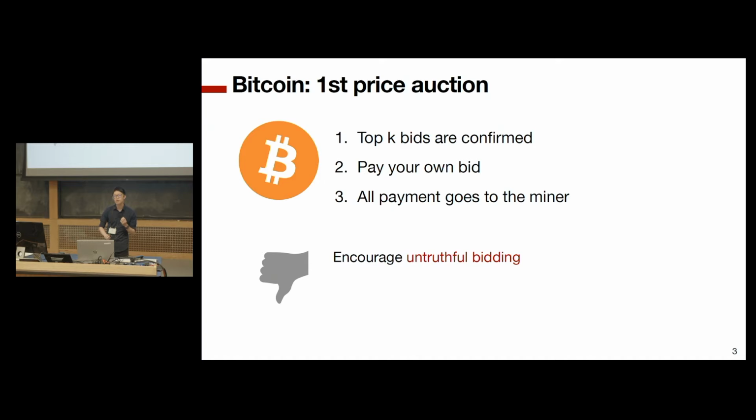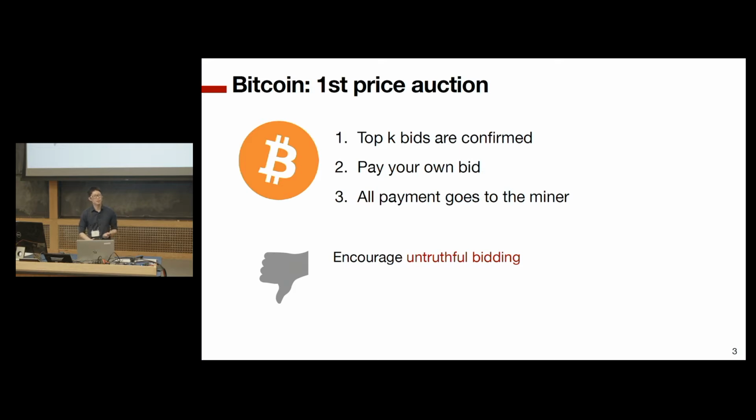It encourages users to bid untruthfully. Let's say my true value is $2. Am I going to bid $2? Not necessarily. I'm going to monitor the market, and I just try to bid the bare minimum that I can to get into the block. For the user, this is annoying because I need to monitor the network, and I also need to guess what I should bid. If I bid too high, I will regret it.